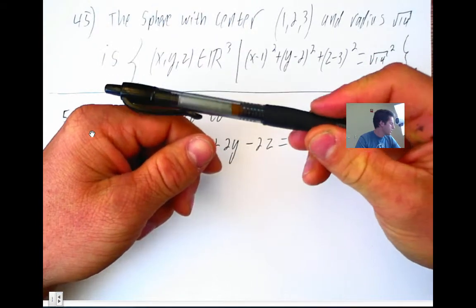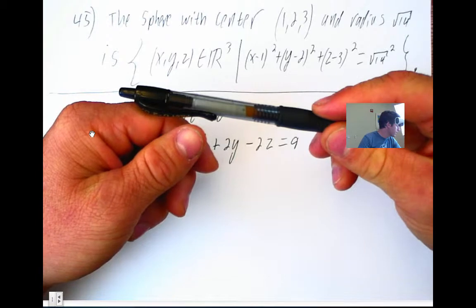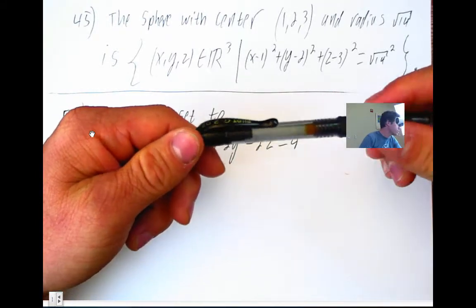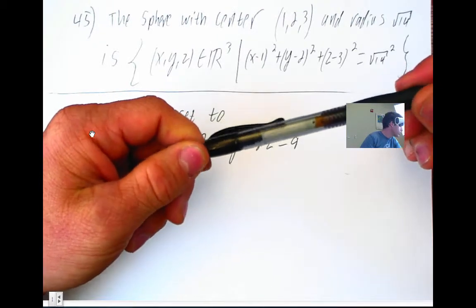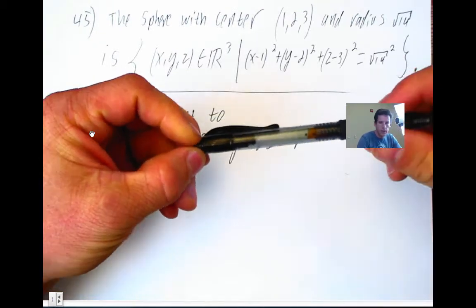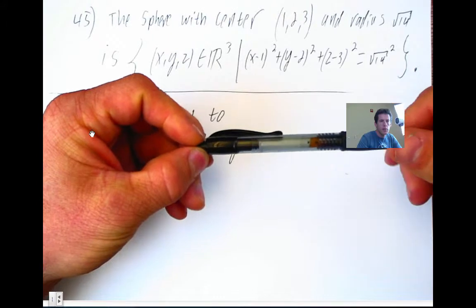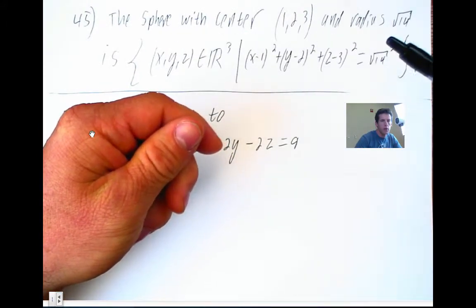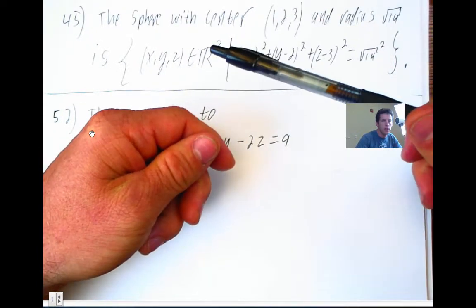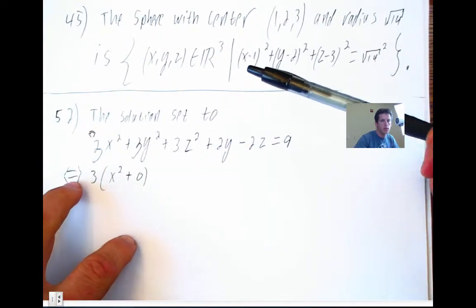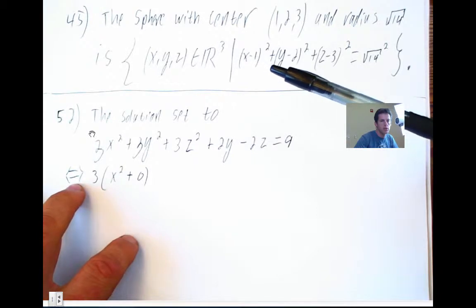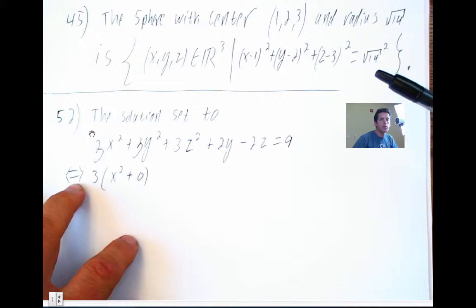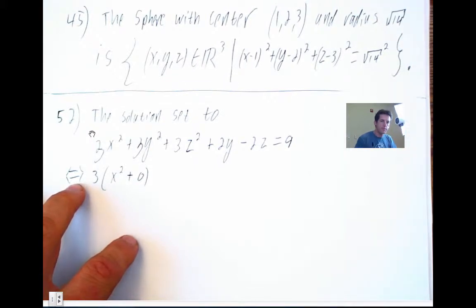Number 45, I was asked to find the center and radius. No, 45. Given the center and radius, find equations of spheres. One way to word this is: the sphere with center 1, 2, 3 and radius square root of 14 is the set of ordered triples x, y, and z in R3 such that x minus 1 squared plus y minus 2 squared plus z minus 3 squared is equal to square root of 14 squared.